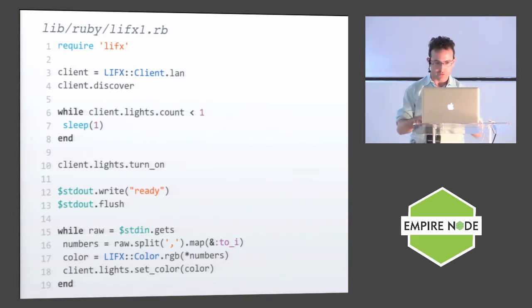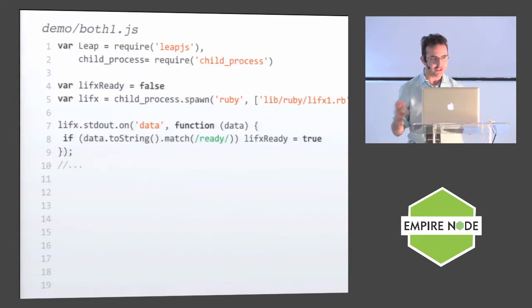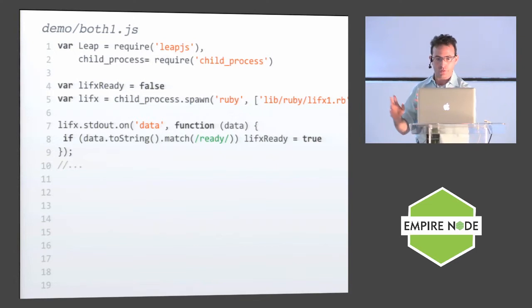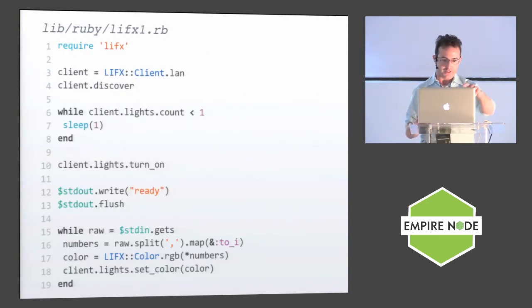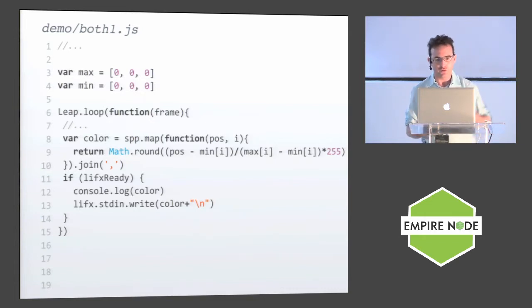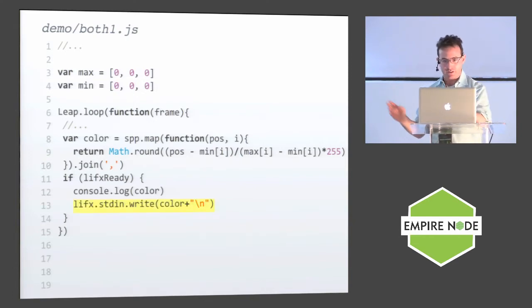But how are we going to call that from Node? Well, fortunately, we have the convenient child process module, which allows us to just take our Ruby command, run our little Ruby script, and we're going to wait for it to tell us that it's ready, which it will do after it discovers the lights. And then, I've highlighted that for clarity, and then we can do exactly as we were doing before, map our values, but now we're going to multiply them by 255, which is the range for RGB colors, and then just pipe it in through standard in into that little Ruby script.